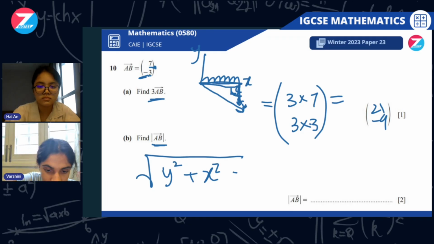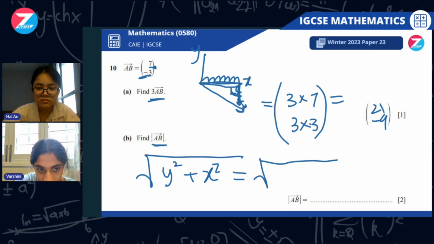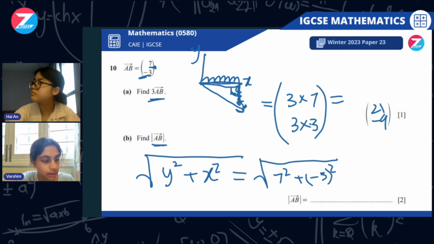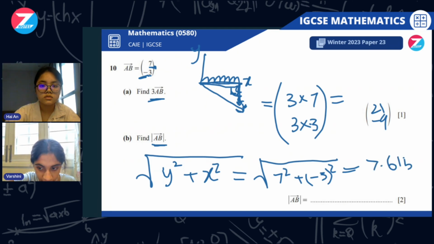So now if we plug in our values, it's going to be 7 squared plus minus 3 whole squared. You can just put that in your calculator and you should get root 58, which also equals 7.615 something. But remember, we need to round it off to 3 significant figures. So we round the 1 up because 5 means it needs to be rounded up. So it's going to be 7.62.